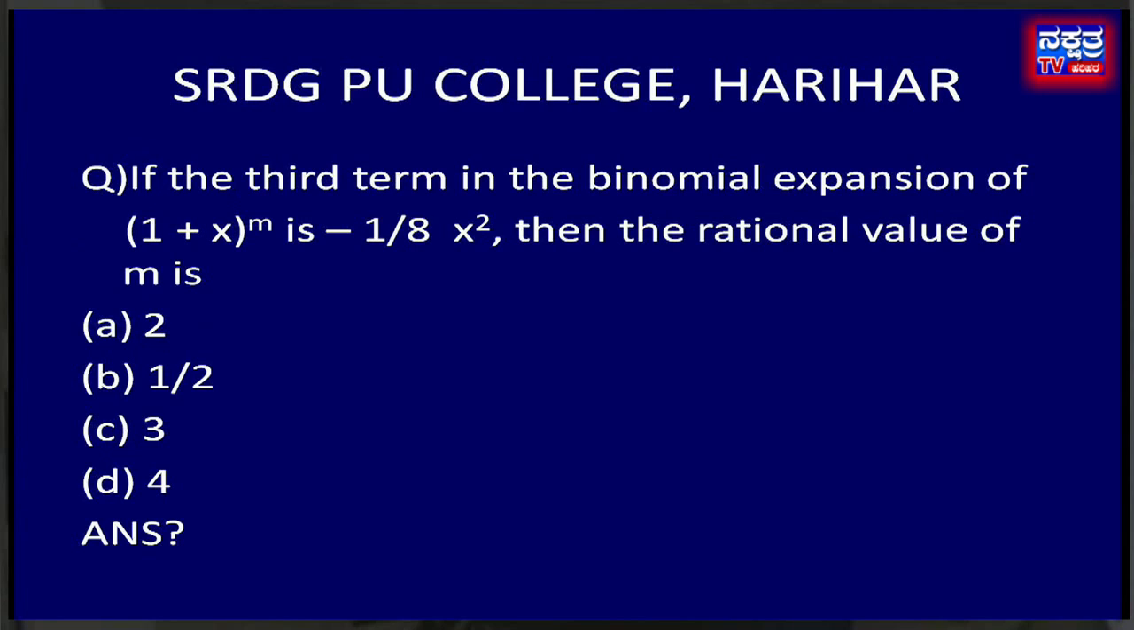Watch the next question. If the third term in the binomial expansion of (1 plus x) whole power m is minus 1 by 8 x square, then the rational value of m is: option A 2, option B 1 by 2, option C 3, option D 4. Watch the board.